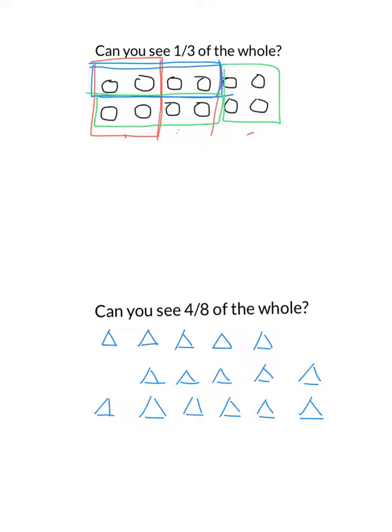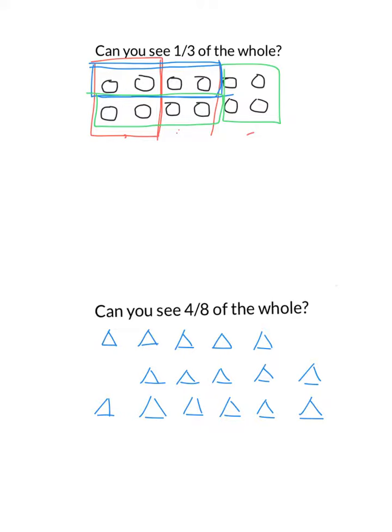Kind of like down on the bottom. We say, can you see 4/8 of the whole? Well, the first thing is with the squares, you actually have a total of 1, 2, 3, 4, 5, 6, 7, 8, 9, 10, 11, 12, 13, 14, 15. Wait a second, I have 16 squares. I don't have the 8. So I broke this into 4 out of 8.